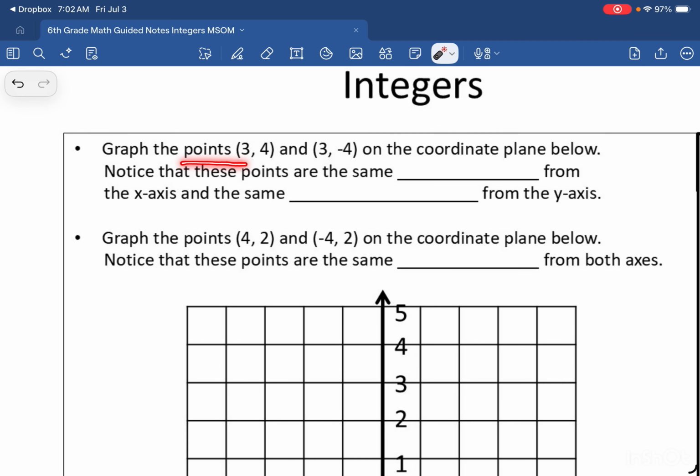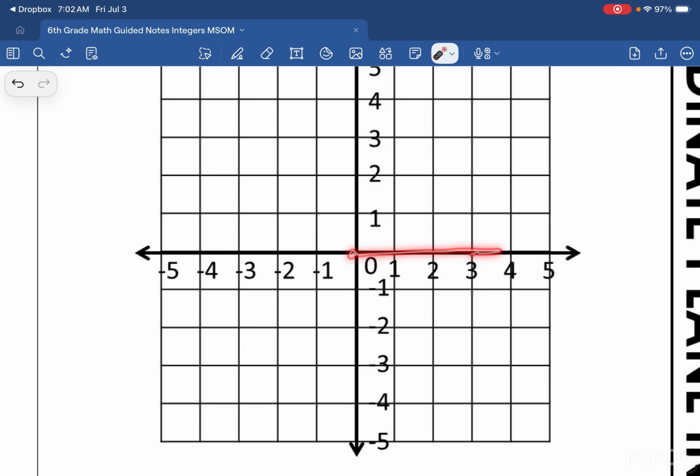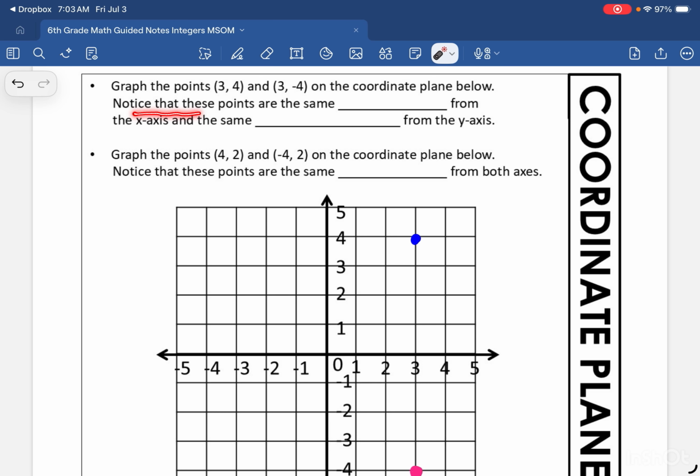Graph the points 3, 4, and 3, -4 on the coordinate plane below. So let's do that. 3, 4 will be to the right 3, up 4. 3, -4 will be to the right 3, down 4. Notice that these points are the same distance from the x-axis. So right here, they are the same distance from the x-axis and the same distance from the y-axis. See that? Same distance from the x-axis and same distance from the y-axis.